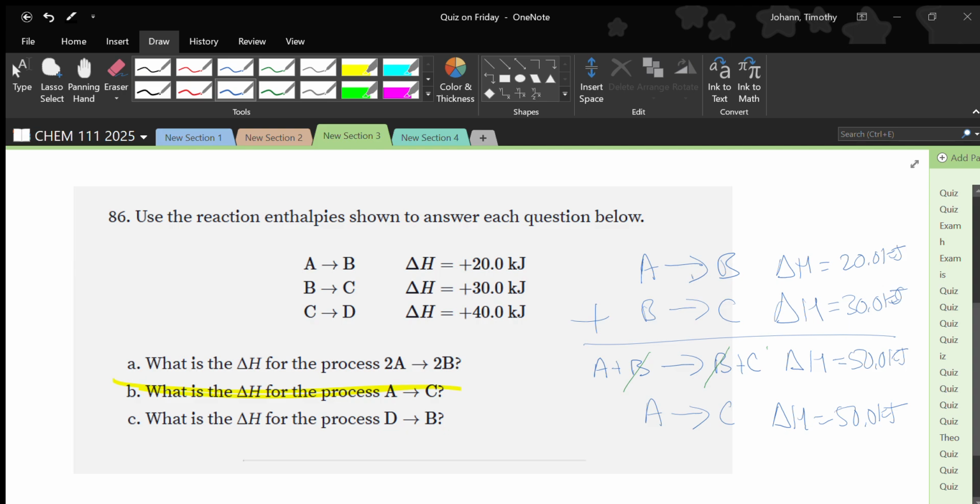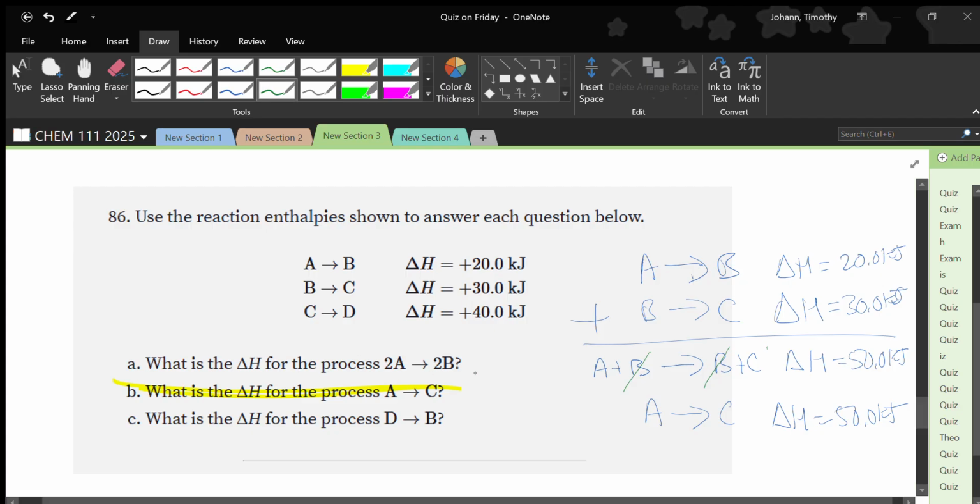Okay, I can't stand to be quiet any longer. All right, so I want to make 2A to 2B, right? So I could just multiply everything times 2. I'm going to multiply this by 2 and this by 2 and this by 2, and my answer would be 40 kilojoules, okay? That makes sense. That may be what you did.